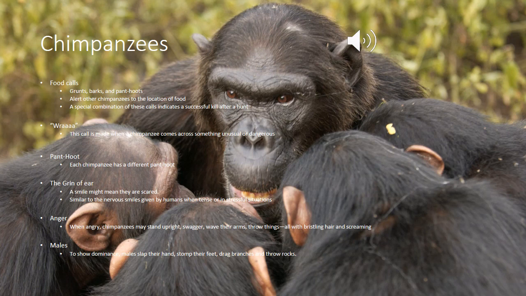But male chimpanzees show that they are dominant by slapping their hands or clapping their hands, stomping their feet, dragging branches while they run, and throwing rocks. While they do this, it's to make them look as big and dangerous as possible. So if another chimpanzee wants to attack them, they will do all of these behaviors to show that they are the dominant one and that the other chimpanzee cannot win.